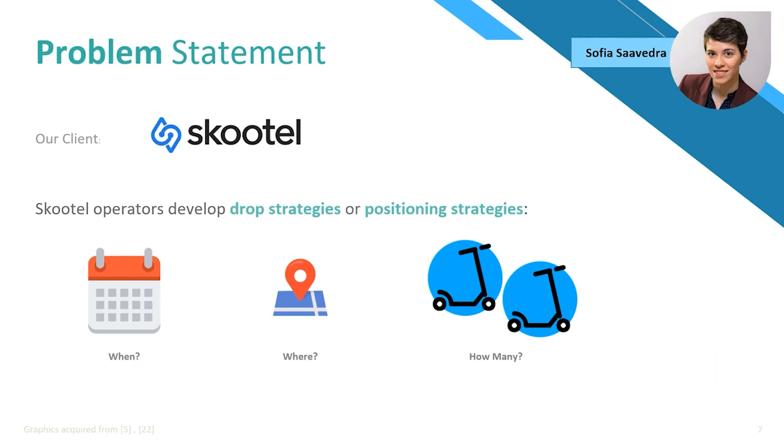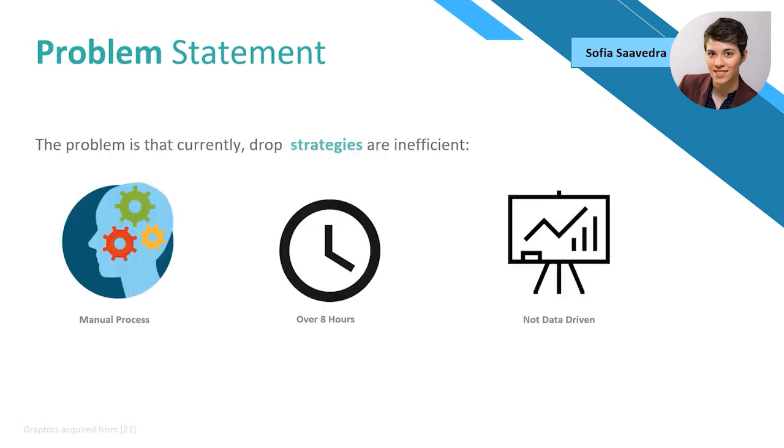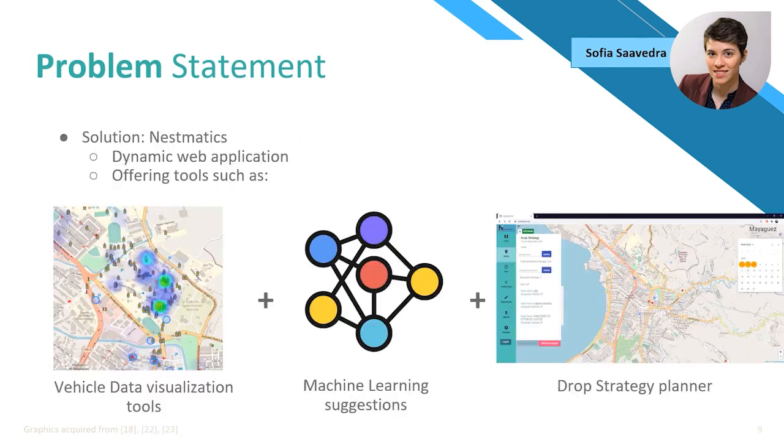To implement the optimal design previously mentioned, Skootel operators develop drop strategies. These are plans developed weekly that list when, where, and how many vehicles to drop off. However, these drop strategies are currently inefficient. They take over 8 hours to make, are not data-driven, and the process to develop them is completely manual, which makes it more complex for operators and prone to errors. Thus, we developed Nesmatics as a solution.